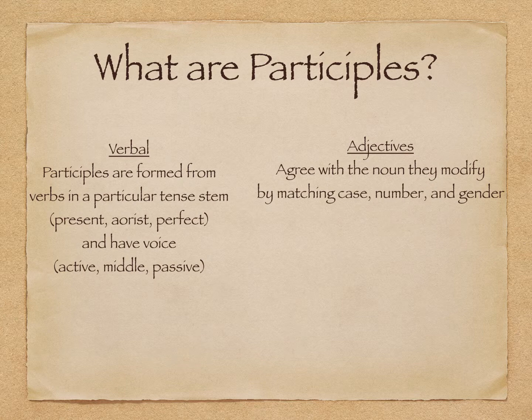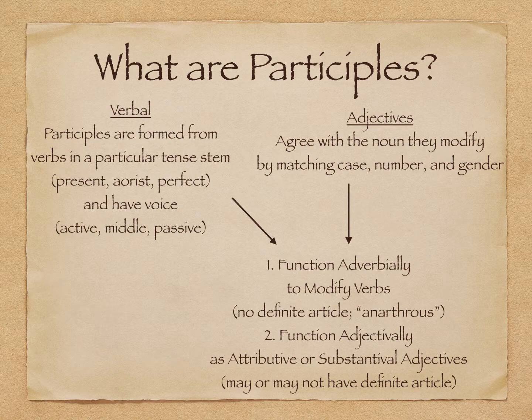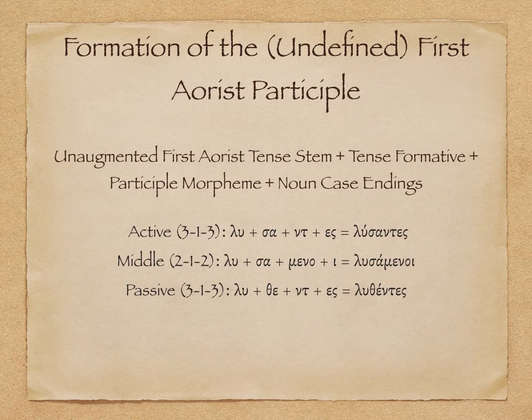Now, as we noted in Chapter 27 with the continuous or present participle, participles can modify verbs, so they function adverbially, in which case they're anarthrous, they do not have a definite article, or they can function adjectively as attributive or substantival adjectives, and here they may or may not have a definite article. And the meaning is only slightly nuanced with that, and we will come to that here in Chapter 29. Chapter 30 will cover the perfect participle.